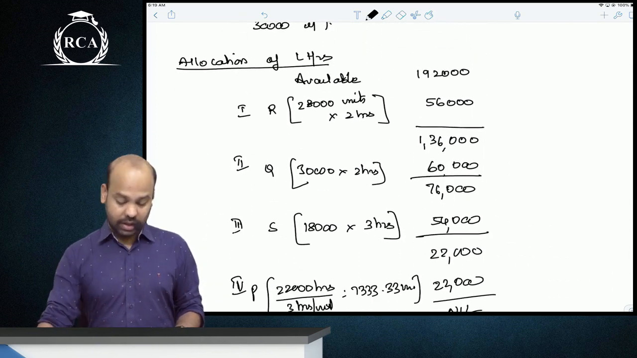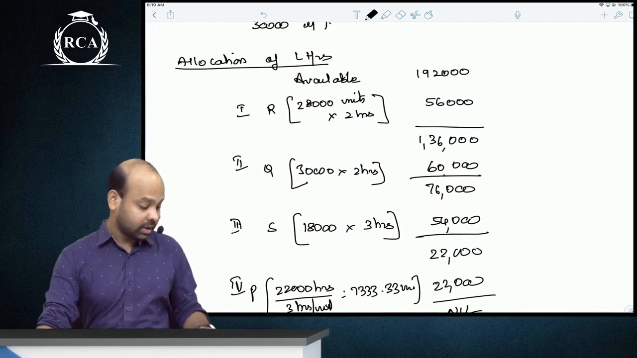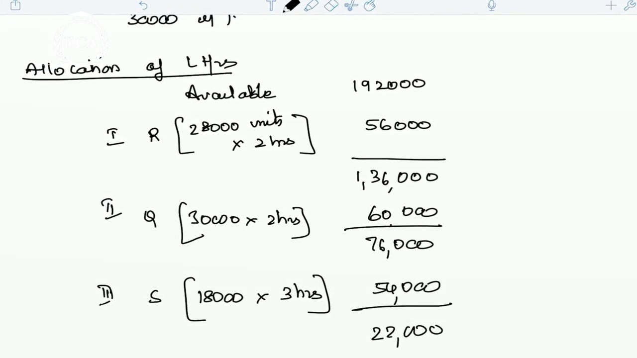Understood? Write it down. This is the allocation of labor hours, and this will become the answer to the first part. We are yet to compute the total contribution. First do this, we will do that as well. He's asking us for total contribution net of specific fixed cost. We will be doing that. First finish this, everyone.